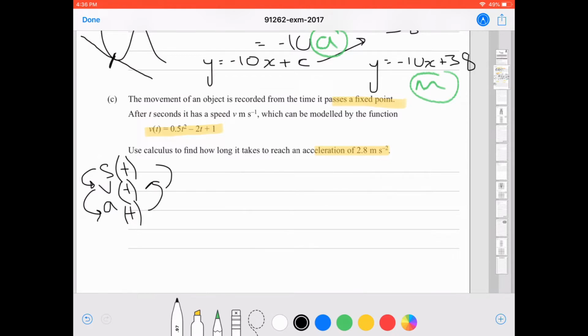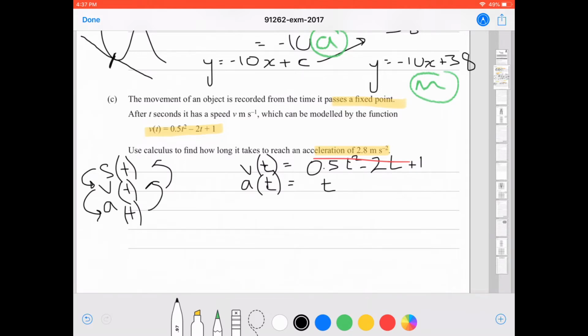Okay, so what are we doing here? We've got this velocity function, v of t equals 0.5t squared minus 2t plus 1. Okay, and they want us to find basically the acceleration, how long it takes to reach an acceleration of 2.8. So our acceleration function, a of t, is going to be the derivative of the velocity function.